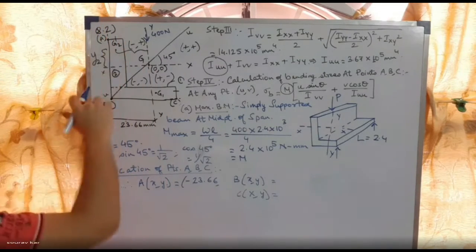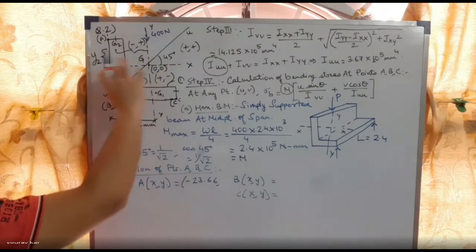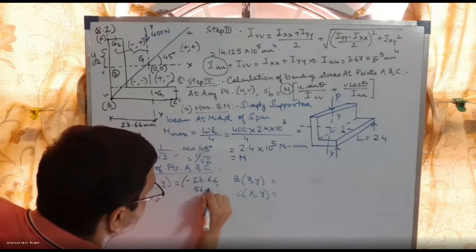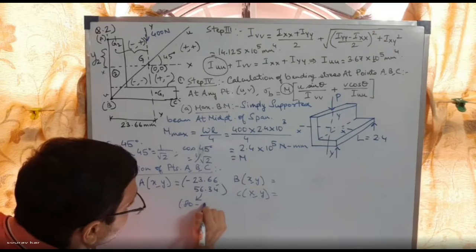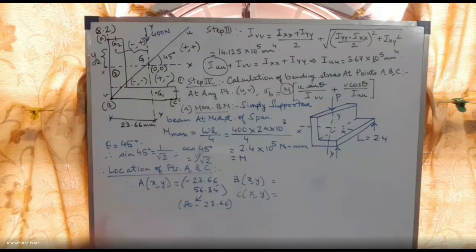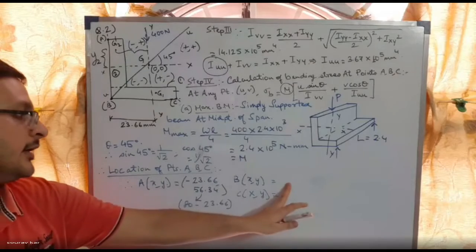So Y you can just take the height. Same thing, 80 minus this. 80 minus 23.66. This height is 56.34. So this is the coordinate of A in terms of X and Y. Have you all understood? Yes or no? Tell me something. Yes, sir. Okay, thank you.